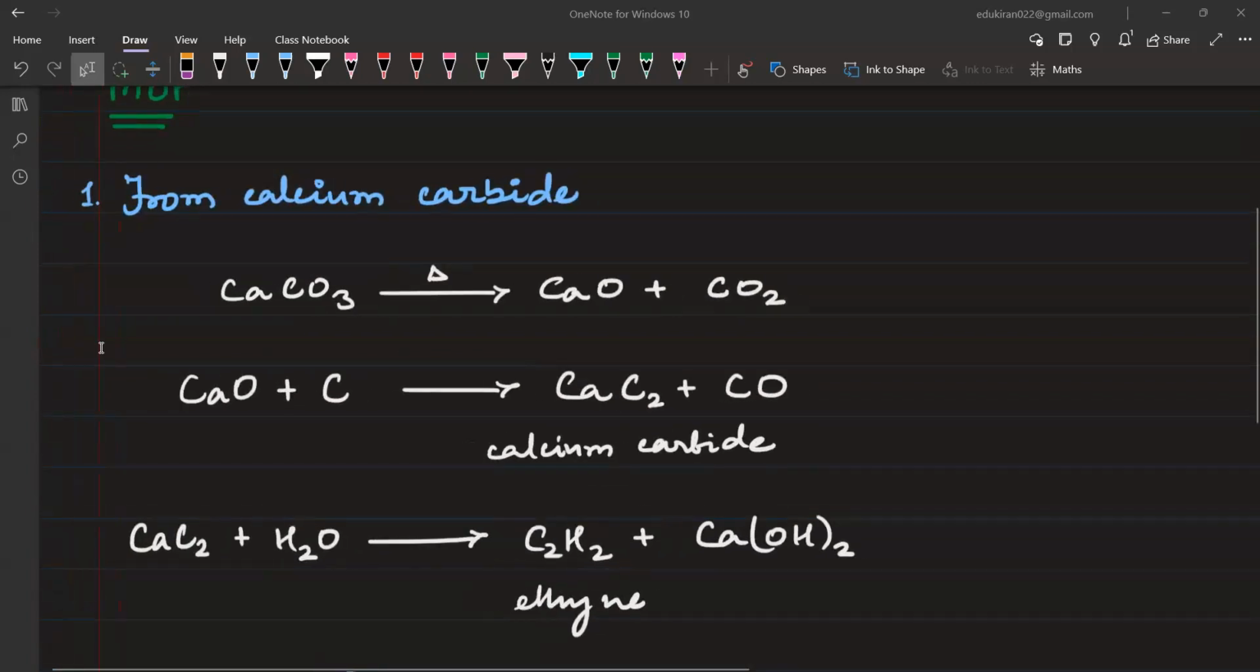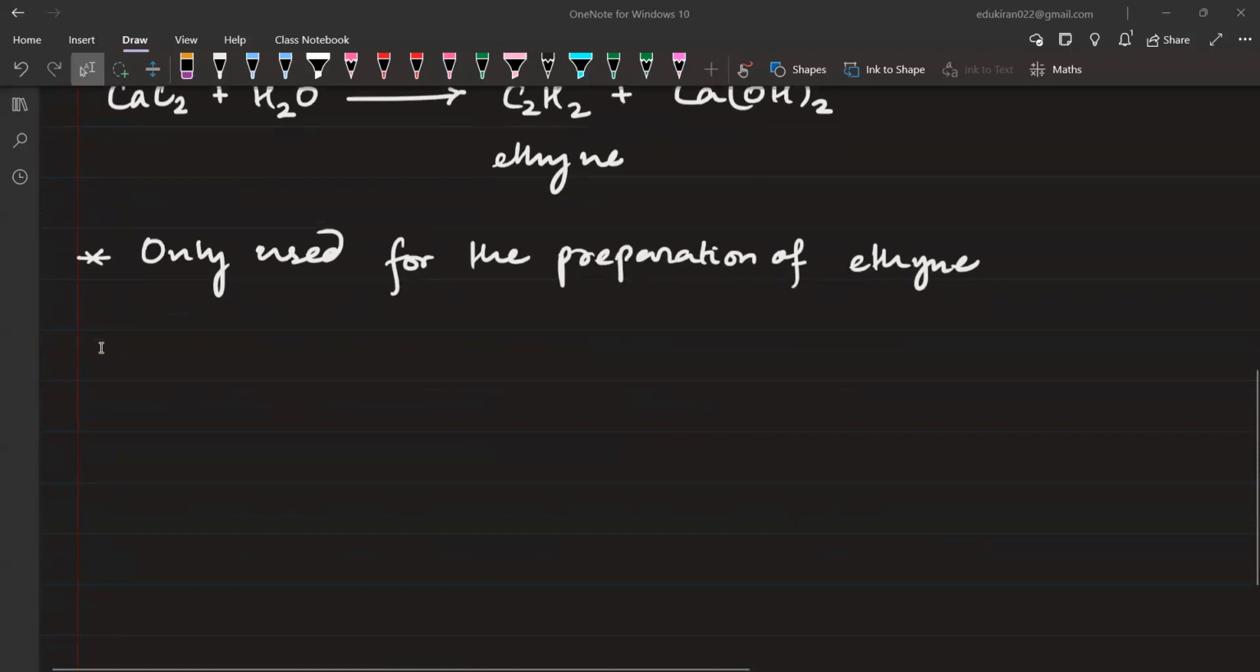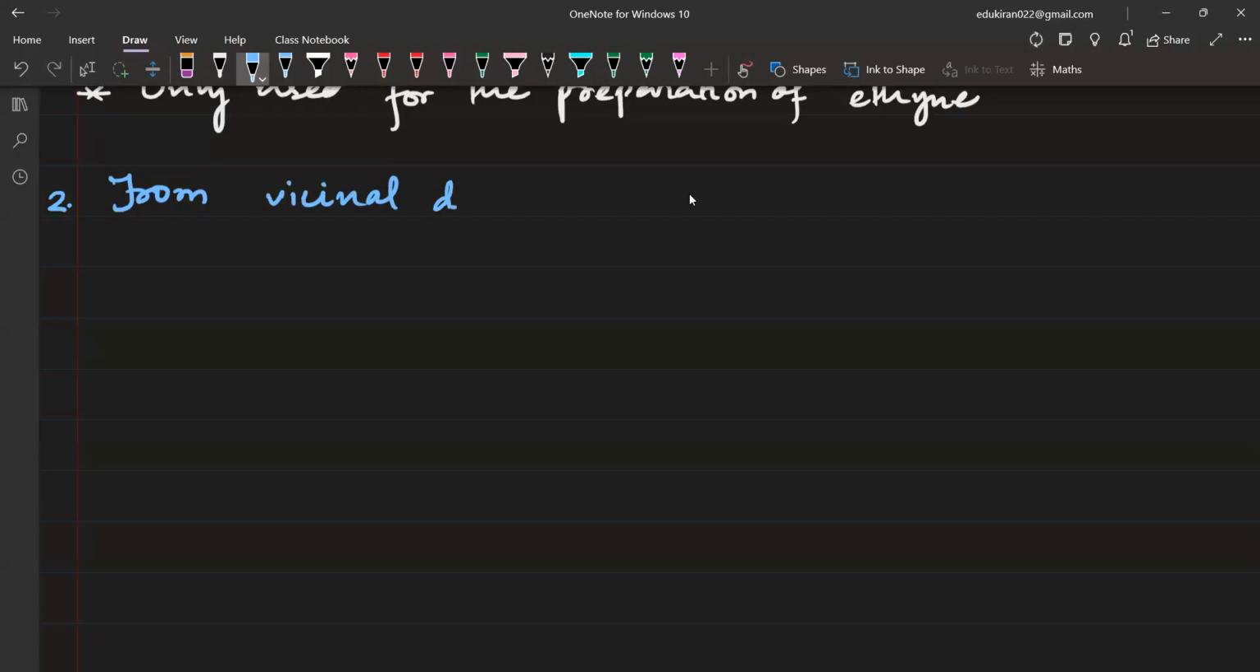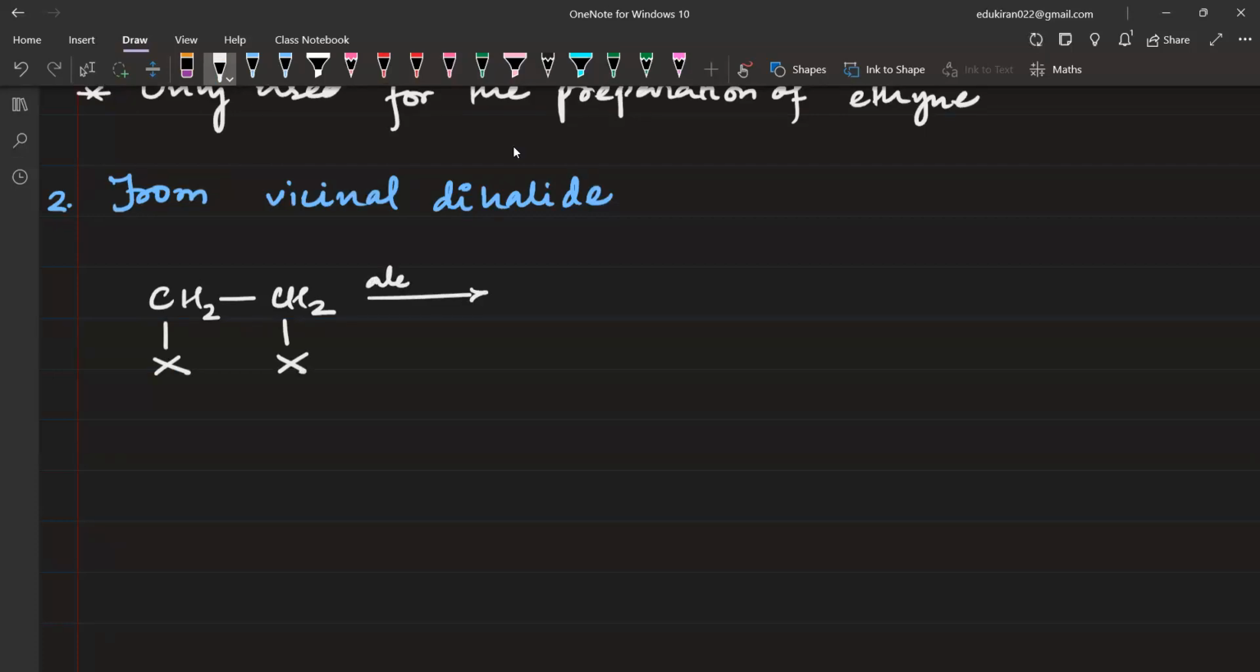Now, the second method of preparation, number 2, from vicinal dihalides. These are the only two methods of preparation. Here you will have CH2 bonded with CH2. Both of these carbon atoms will be having a halogen each. First of all, you react this with alcoholic KOH. This will give you an alkene. One of the halogens and one of the hydrogens is going to be removed.